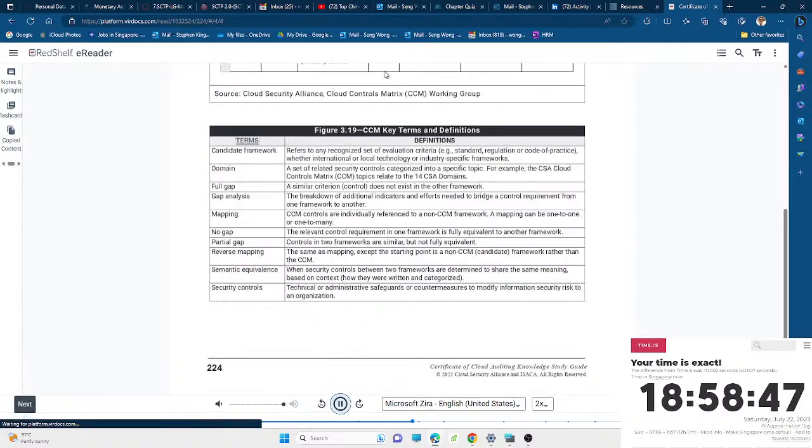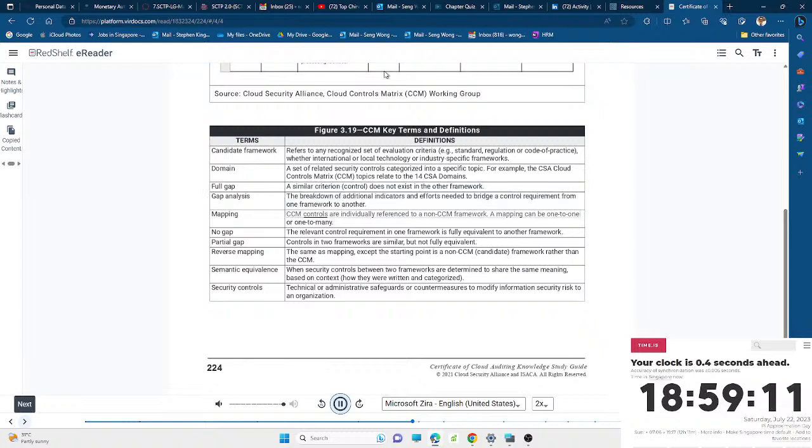Figure 3.19, CCM Key Terms and Definitions. Candidate framework refers to any recognized set of evaluation criteria, for example a standard, regulation, or code of practice, whether international or local, technology or industry-specific. Domain: a set of related security controls categorized into a specific topic. For example, the CSA Cloud Controls Matrix, CCM, topics relate to the 14 CSA domains. Full gap: a similar criterion or control does not exist in the other framework. Gap analysis: the breakdown of additional indicators and efforts needed to bridge a control requirement from one framework to another.